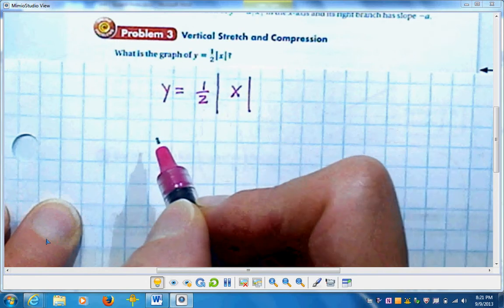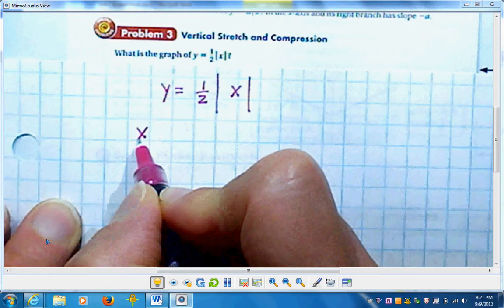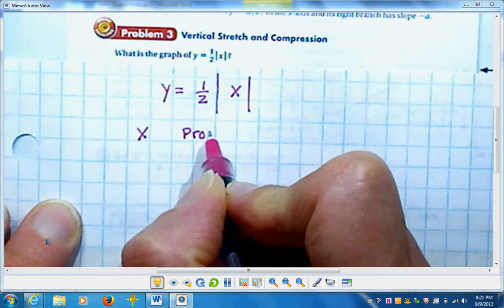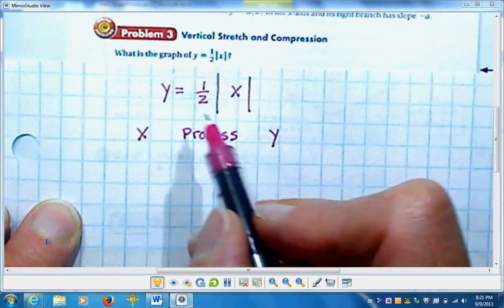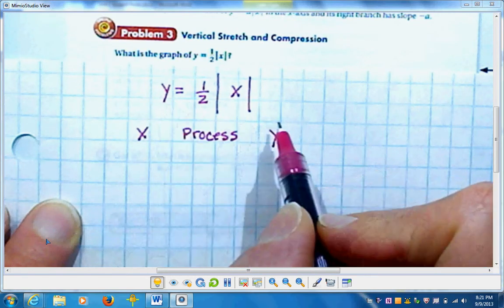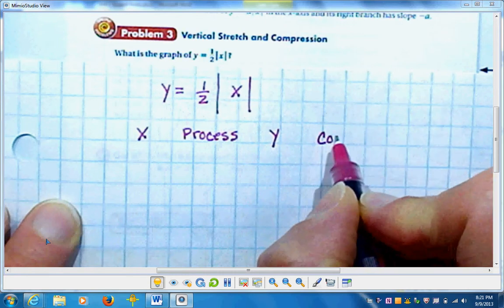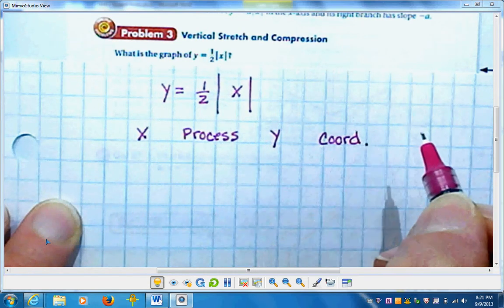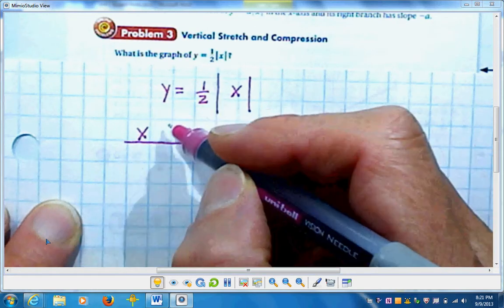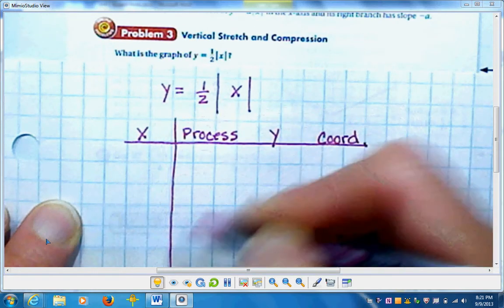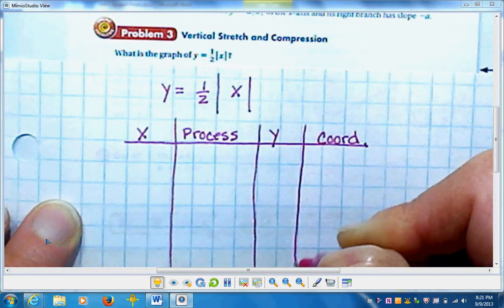So we're going to make a table as we usually do. We're going to have x, we're going to have our process, we're going to have our y. That could have very easily been an f of x because f of x and y mean the same thing. And then we're going to have a column for our coordinates. Go ahead and draw in my columns.